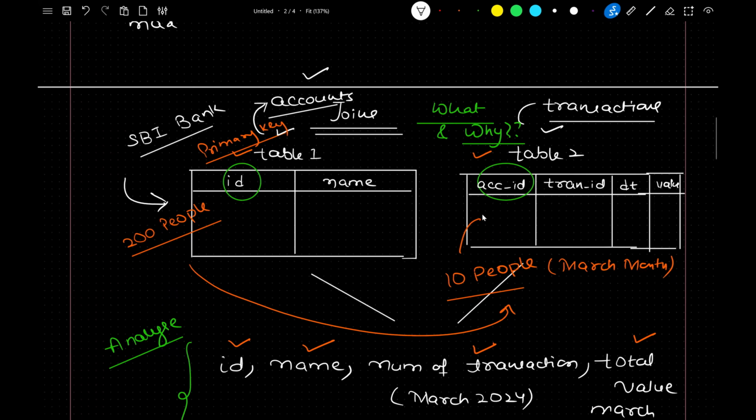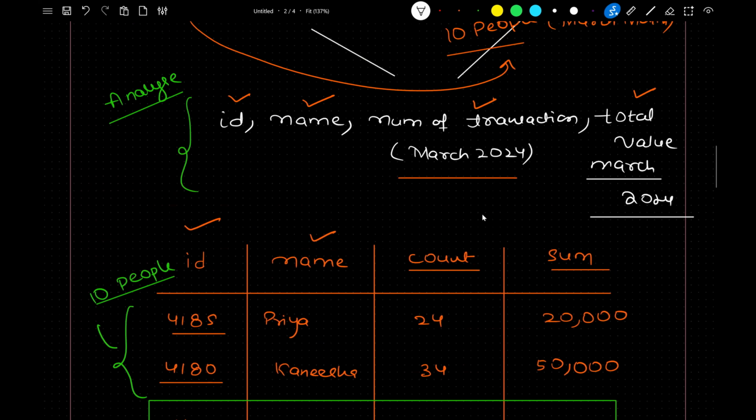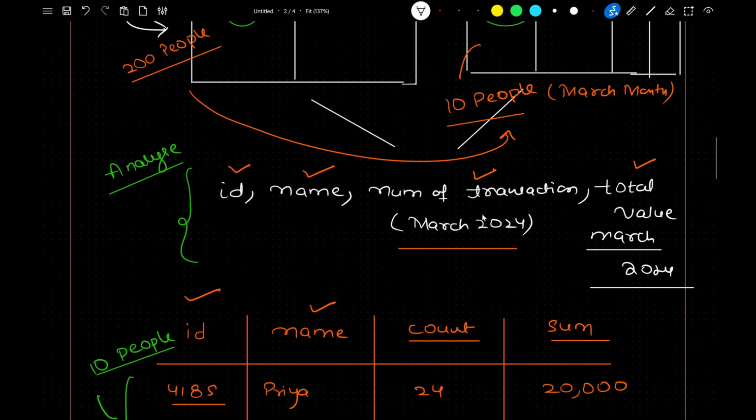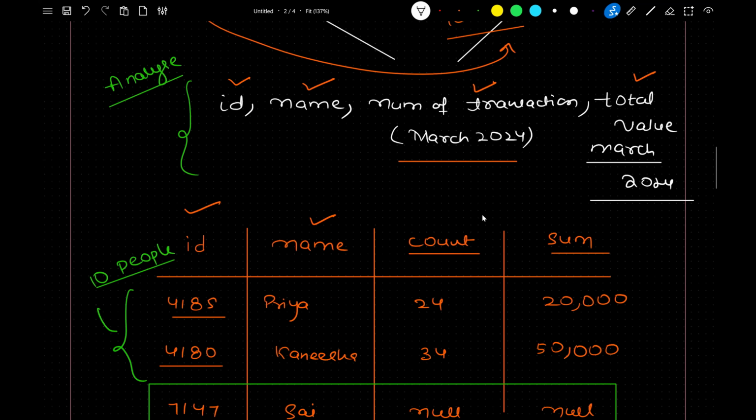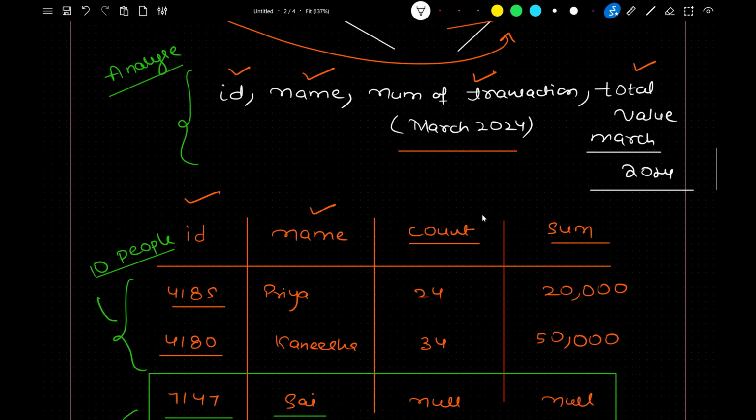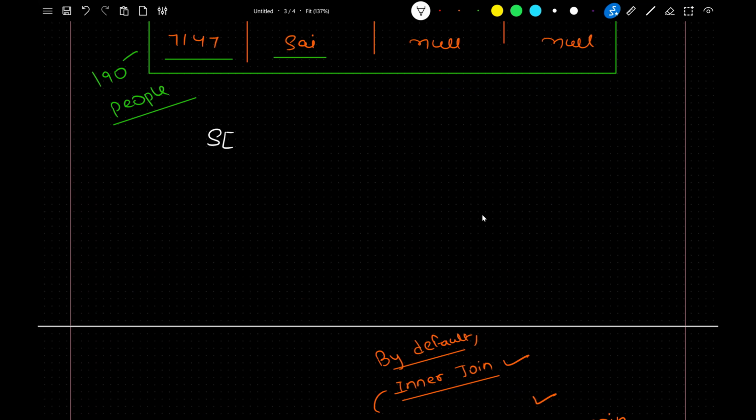First, in the internal query, you can write the number of transactions, right? Select count of account ID, and for the total value, we can use the sum of the value from table 2. This will be the internal query, and above it we need to give it some alias name, and we need to select ID from the first table and perform a join on that ID.